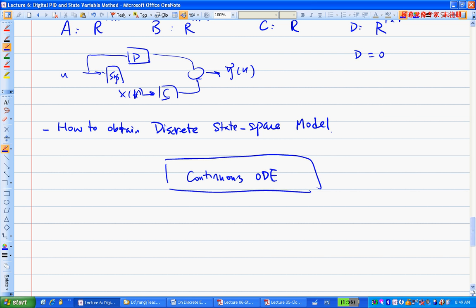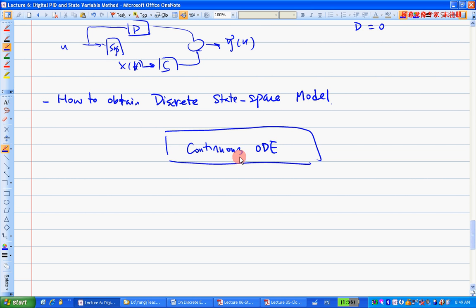The system is described by an ordinary differential equation. Now I don't want to analyze or control the system using the ODE. I want to use a digital controller, so I want to obtain a discrete state space model for this system. This is my original system, mechanical or electrical, doesn't matter. So what do we do? There are two different ways of doing it. The first one is you have the continuous system here, and you obtain your transfer function.